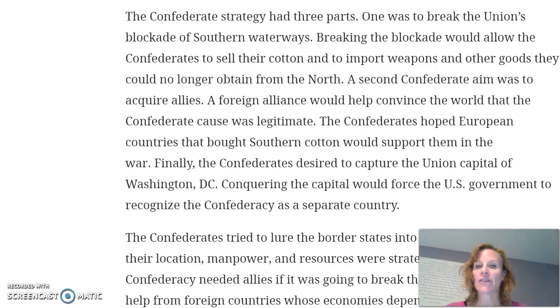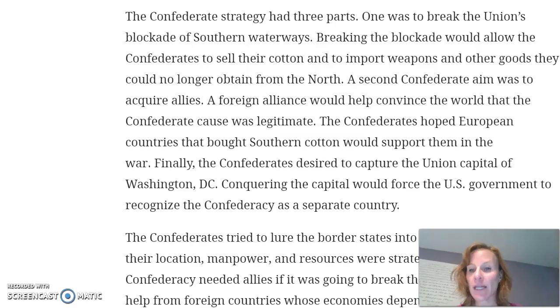The second thing the Confederates wanted to do was to get allies. Allies are people who work with you. So they thought, okay, these European countries, they buy our cotton, maybe they will fight with us and support us. That was the second thing they tried to do. And the last thing they wanted to do was capture, or win a war against, the capital of the Union. The capital of the Union States was Washington, D.C.